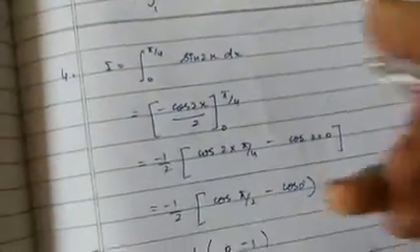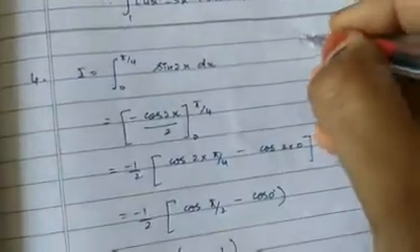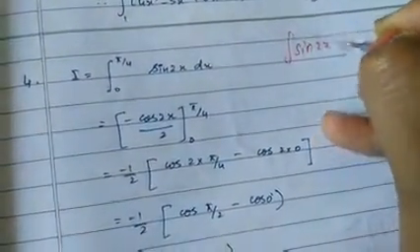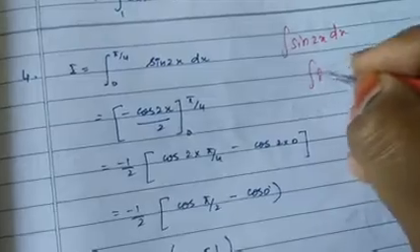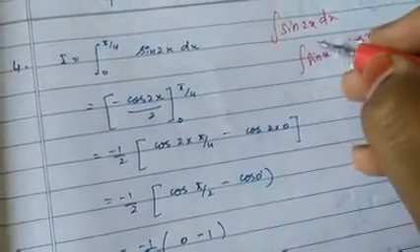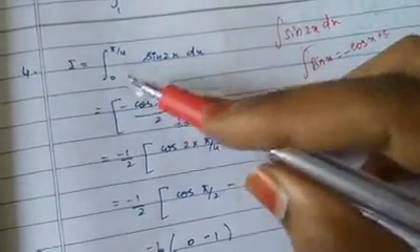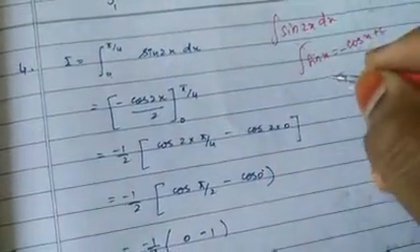Now let us move on to the fourth sum. I equals the integral from 0 to pi by 4 of sin 2x dx. What is the integral of sin 2x dx? The integral of sin x is minus cos x plus c. Whenever it is an indefinite integral, you add the constant of integration. If there is an upper limit and a lower limit, you won't add the constant of integration.